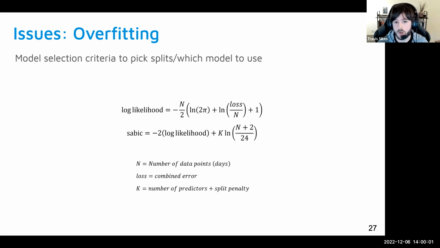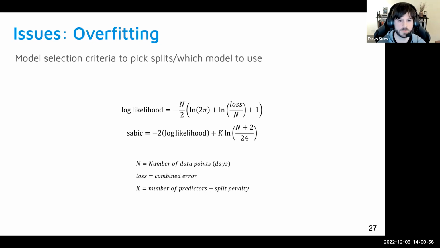The loss, you could read that as the sum of squared errors in the case where you are doing sum of squared errors. Now, the penalization that I mentioned previously is shown on this second equation. It is the term K, which again has some correction to it afterwards. This one specifically is the sample adjusted Bayesian information criterion. You can find that in the literature if you would like to search for it. So basically, the two driving factors within this are the loss, which is the combined error, which goes into the log likelihood, and then you add to that some function of the number of predictors and some split penalty.